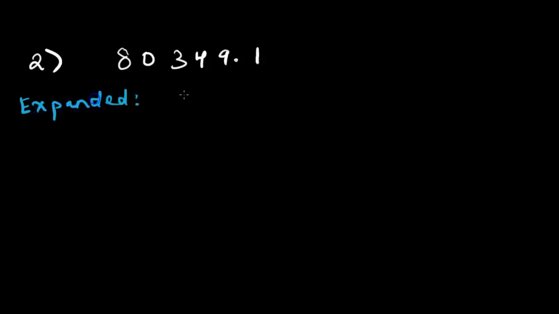Let's do another example for the sake of practice. Let's say we have 80349.1. We have to write it in expanded and word form both. Let's do expanded form first. For anything, we always need place values. So ones, tens, hundreds, thousands, and 10,000s. And this place is the tenths place.